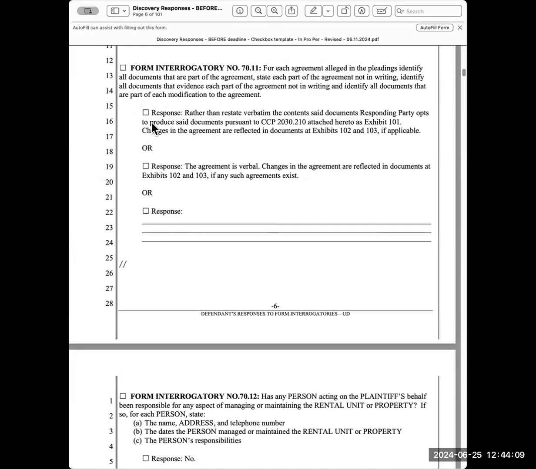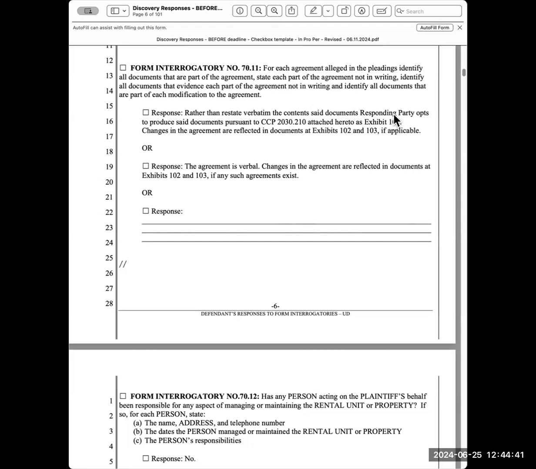How did the landlord or property manager inform you if there was anything to be changed? Sometimes people rent a unit, there's no rent increases, there's no changes to the agreement, and so this wouldn't apply to them. If it does apply to you, and it does apply to most people, if you have the written lease, you have evidence of other information that would explain changes in the agreement, you're going to put it in your exhibit binder.